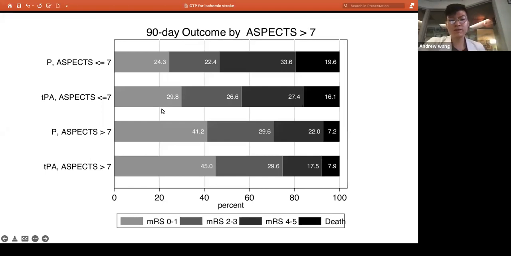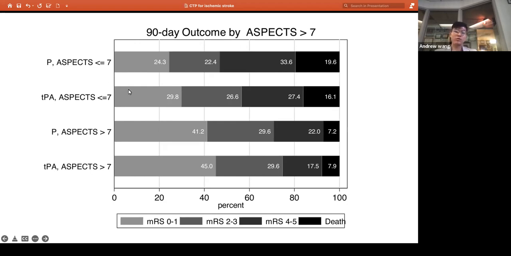So we can look at this figure. This is a figure that uses a dichotomous classification, which classified patients with an ASPECT score of 8 or more as high ASPECT score, and patients with 7 or less as low ASPECT score. So we can see that patients with higher ASPECT score have a better outcome, scaled by the modified Rankin scale, which is a scale for functional outcome for stroke patients.